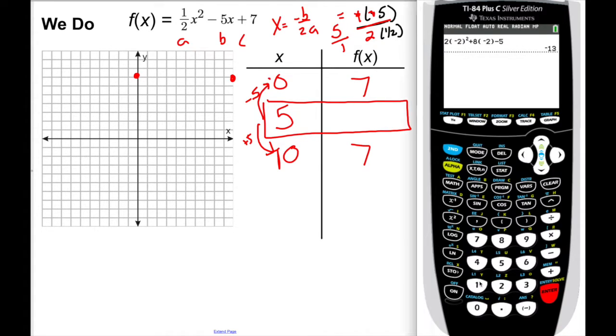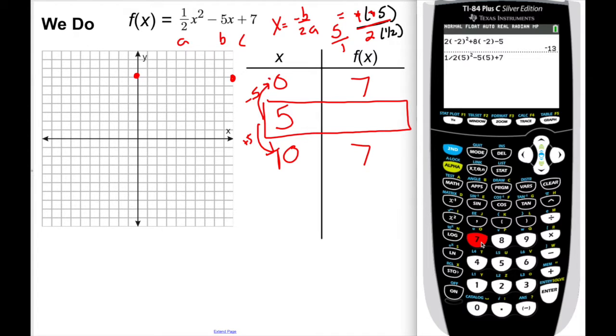Here's how we do the fraction. 1 over 2, close it in. And remember, your calculator understands how to do these order of operations. Okay, so take advantage of that if you have it.